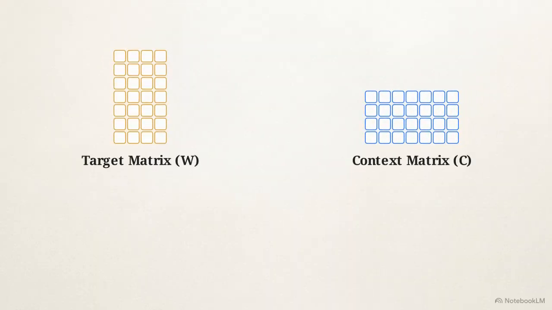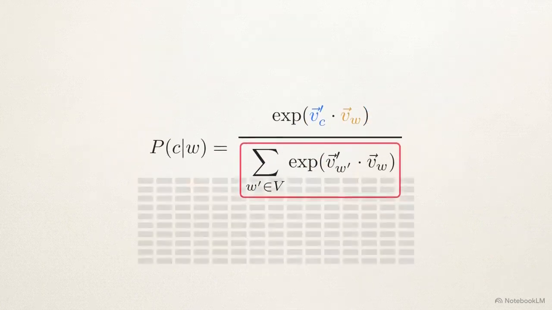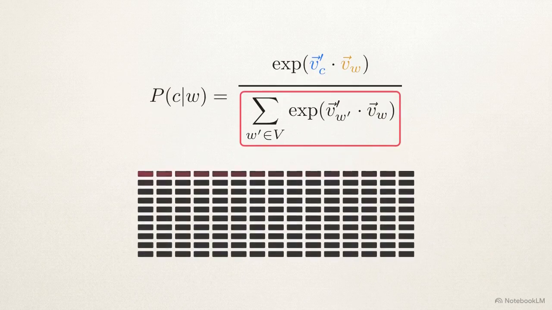The computational bottleneck is in the denominator. To calculate a single probability, the system must sum the exponentiated scores of every single word in the vocabulary, often exceeding 100,000 terms. Traversing the entire dictionary for every single training update is an impossible task for real-world datasets. This is the softmax bottleneck.